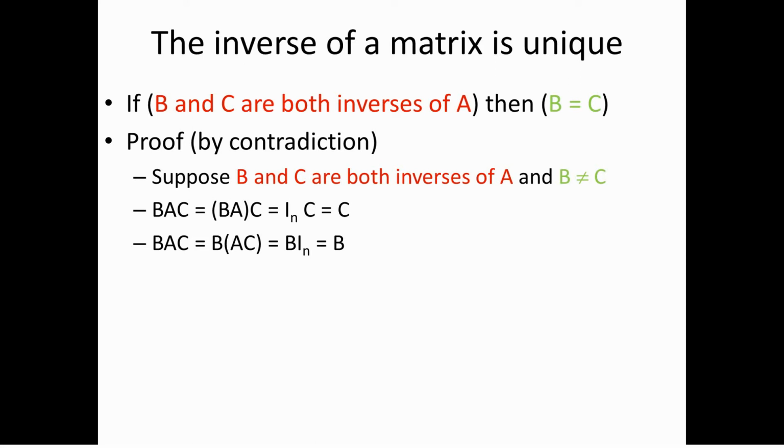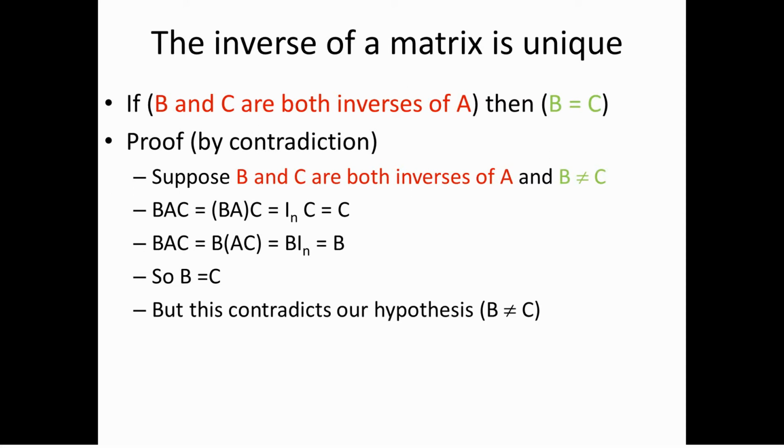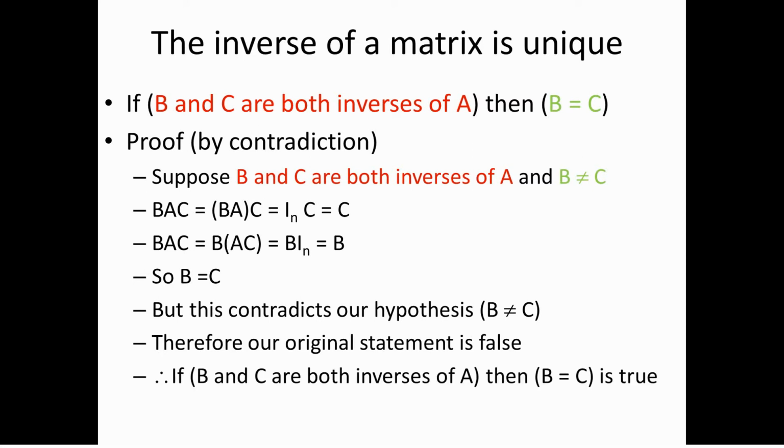And so the product BAC is both equal to C and equal to B, from which we conclude that B is equal to C. But this leads to a contradiction. This contradicts our original hypothesis that B is not equal to C. Therefore, our original statement was false, and the negation is true, from which it follows that if B and C are both inverses of A, then B has to be equal to C, thus proving that any two things that are inverses of a matrix have to be the same thing. That ends the proof.